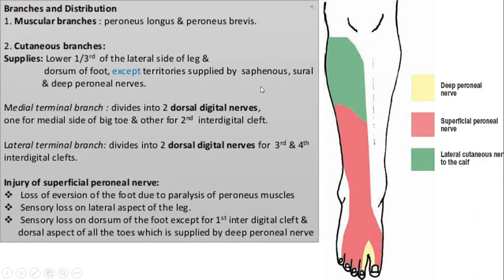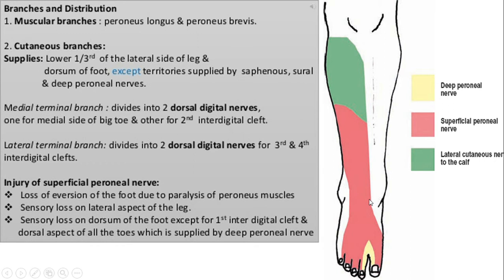So, as already discussed with the course, passing through the lateral compartment, the superficial peroneal nerve or the superficial fibular nerve is going to give muscular branches to fibularis longus and fibularis brevis muscle. At the lower one third of leg, it is going to become cutaneous. It is going to supply the anterolateral aspect of leg and dorsum of foot. Here you can see the exception. It is not going to supply the first interdigital cleft here, which is the territory of deep fibular nerve.